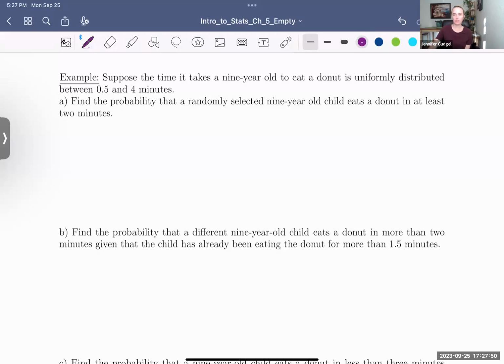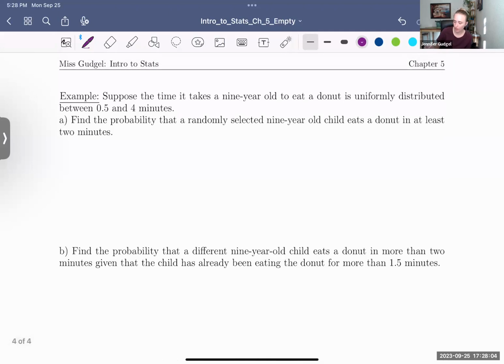All right, last example for this chapter. These examples are a little longer, okay, but they cover a good amount of stuff, so just bear with me. Suppose the time it takes a 9-year-old to eat a donut is uniformly distributed between 0.5 and 4 minutes. So let's write that as a distribution. Our random variable is uniformly distributed between 0.5 and 4 minutes.